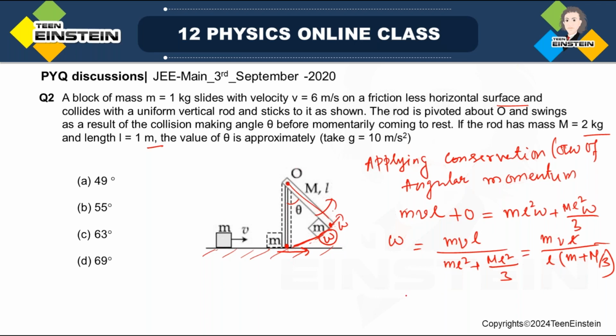So what are the values? See, small m is 1 kg. This v is 6 meter per second. Then I have L is 1 meter, 1 plus 2 by 3. So what I get? I get 18 by 5. This is actually rad per second, radian per second. So you get this omega. So I have got omega. I'll write it here.